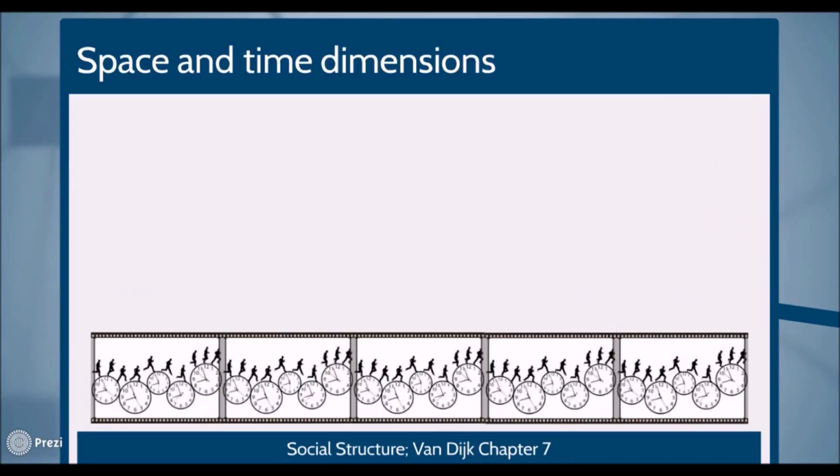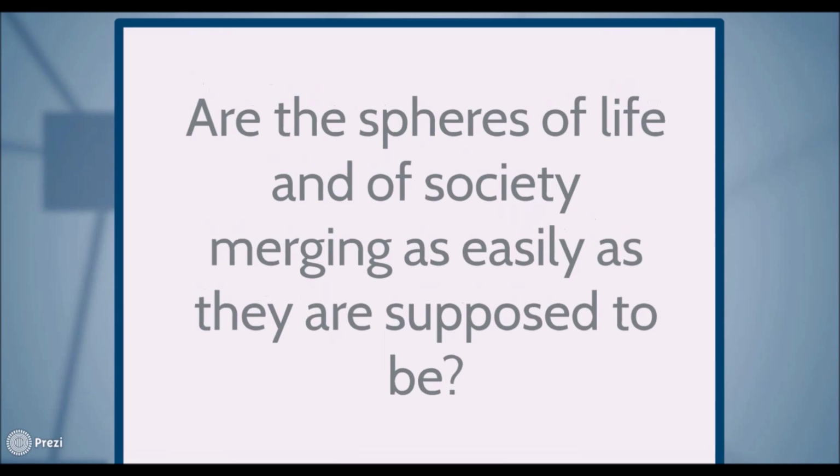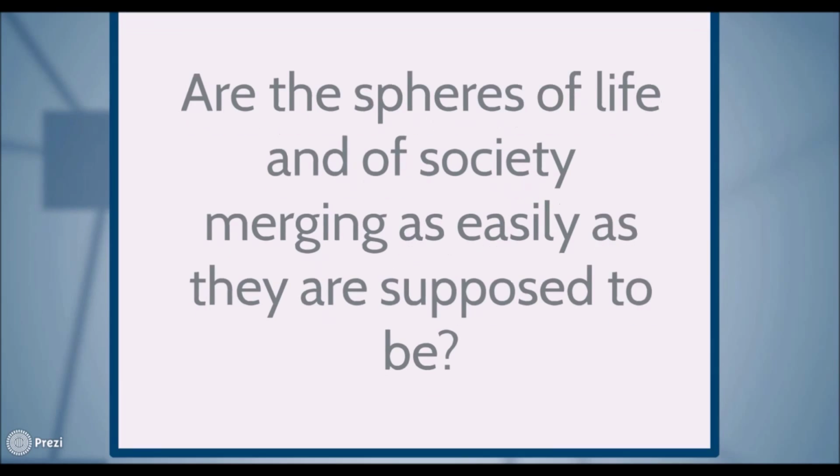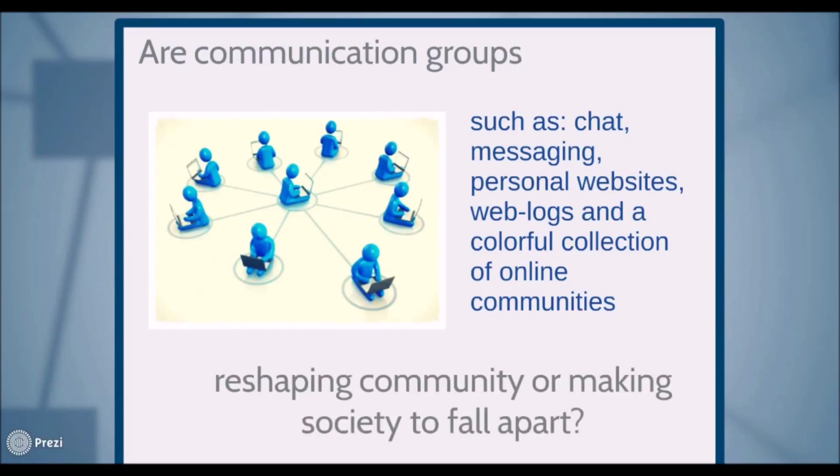The second slide is about the infrastructure of society, which changes under the influence of communication networks. The new media is supposed to eliminate the space and time dimensions in society, such as telework, telestudy, and other daily activities. New media groups raise the question: are the spheres of life and of society merging as easily as they are supposed to be? Are communication groups such as chat, messaging, personal websites, weblogs, and a colorful collection of online communities reshaping community, or making society fall apart? These questions will be answered today.